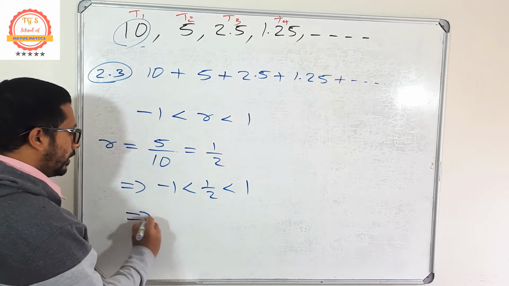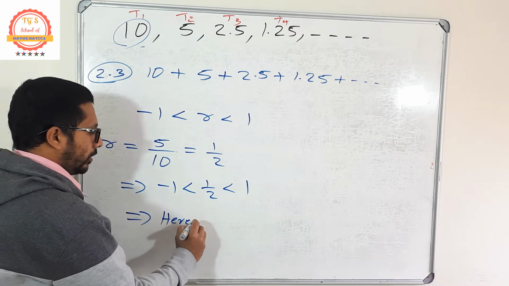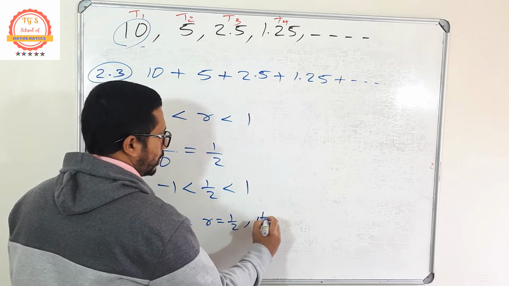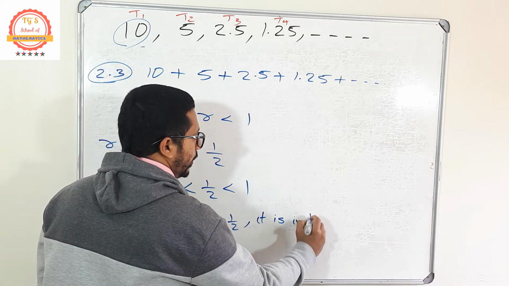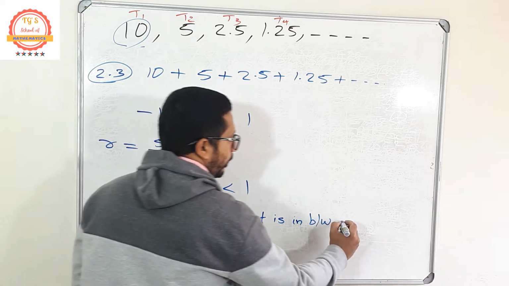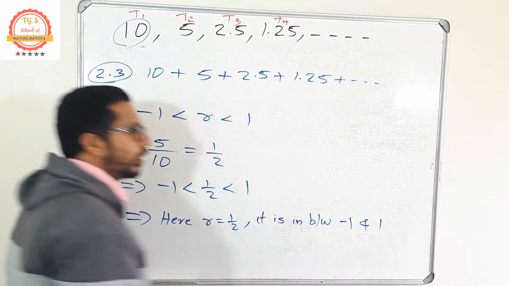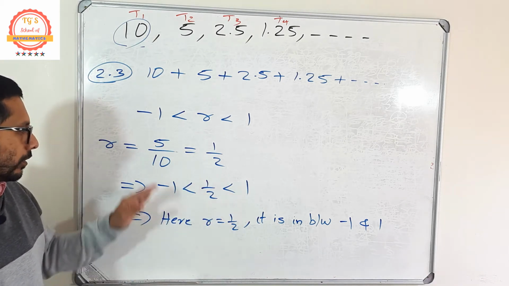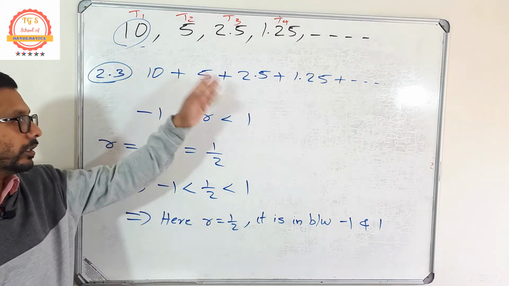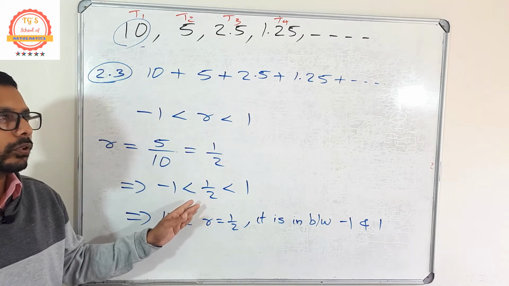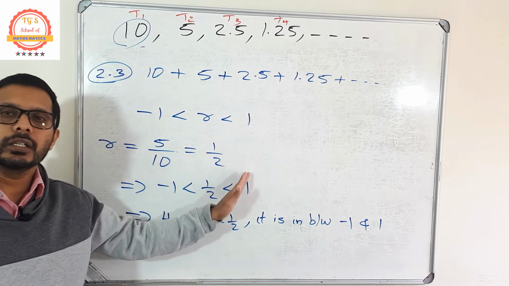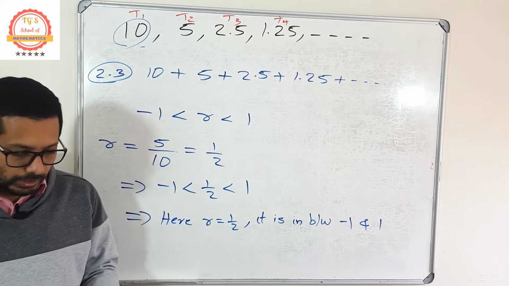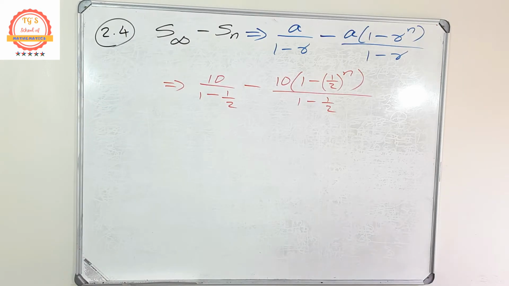So what is your explanation here? r is equal to 1 over 2, it is in between -1 and 1, or any sentence that gives you this meaning. So the value of r in this sequence is half, and that half is in between -1 and 1. So that series converges. Okay, let's go to question number 2.4.